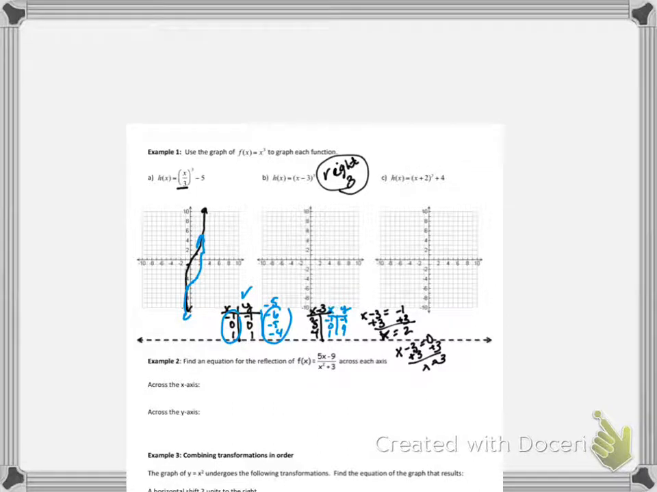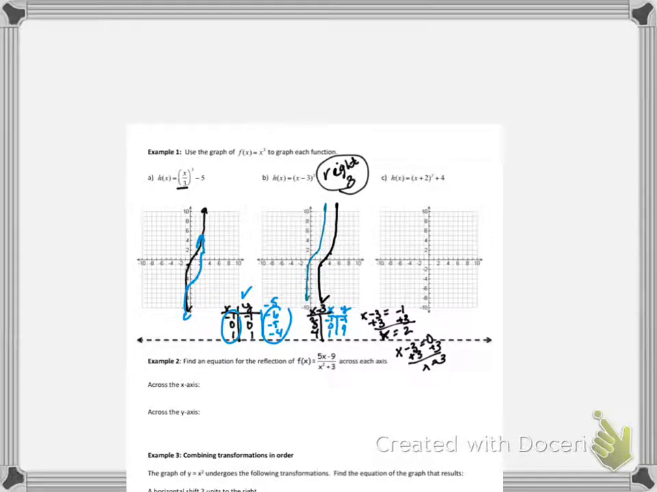So I forgot to graph the parent function. Let's see. The parent function looks like that. And then this guy would be 2, -1, 3, 0, and 4. So it would look like that. So it shifted it to the right.